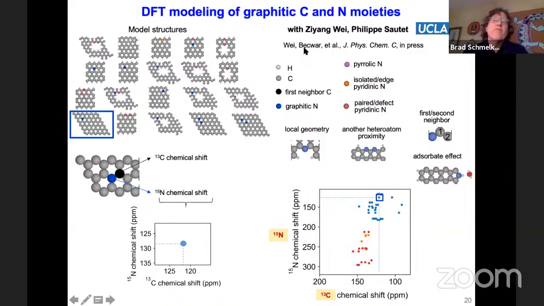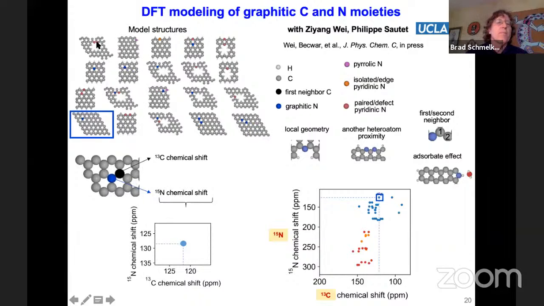So with this, we've been really fortunate to work with a very clever graduate student, Ziyang Wei, in Philippe Sautet's group at UCLA, and Philippe and Ziyang and I work closely with Sean Beckwar, in order to model these by using density functional theory to establish what the local environments are in the electron density and the shielding of the nuclei of carbon and nitrogen for a variety of different inventory of model structures. So I show some of those that Ziyang has tried.